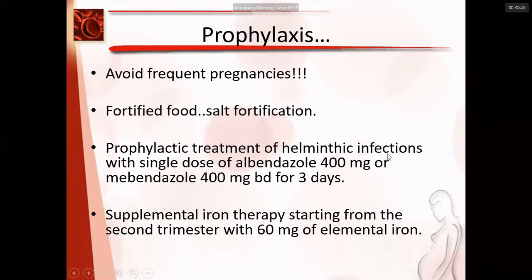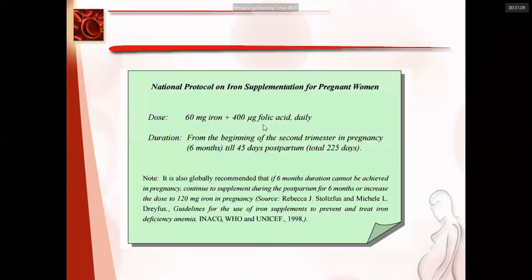Prophylactic treatment of helminthic infections is done in all pregnancies with a single dose of albendazole 400 milligrams or mebendazole 400 milligrams BD for 3 days in the second trimester. And we routinely practice supplemental iron therapy starting from the second trimester with 60 milligrams of elemental iron. Iron therapy will be dealt with in the next class. This is the national protocol of giving 60 milligrams of iron and 400 micrograms of folic acid.